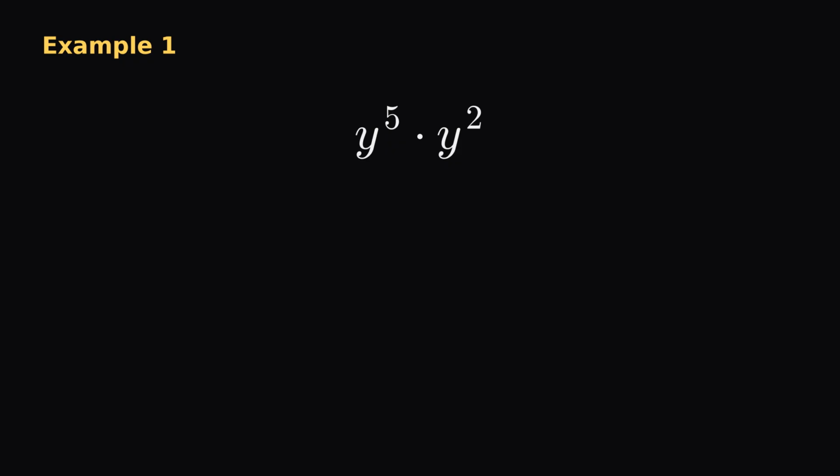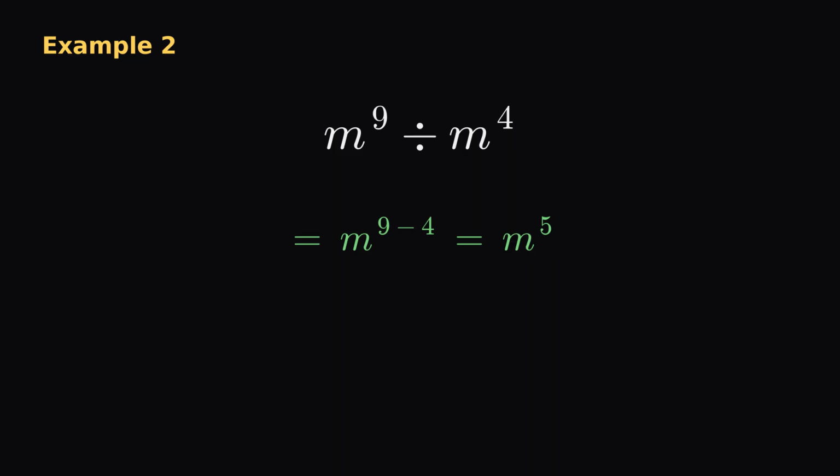Let's work through some examples, from easy to hard. Number 1. Simplify y to the fifth times y squared. Same base, multiplying, so we add the exponents. 5 plus 2 is 7. The answer is y to the seventh. Number 2. Simplify m to the ninth divided by m to the fourth. We're dividing, so we subtract the exponents. 9 minus 4 is 5. The answer is m to the fifth.